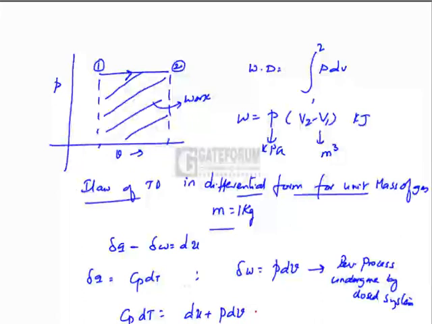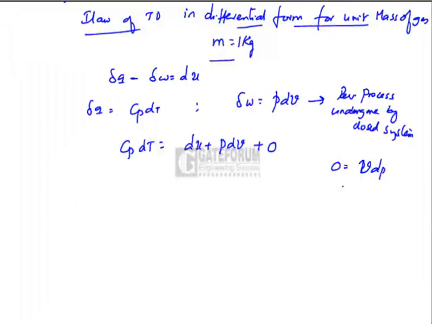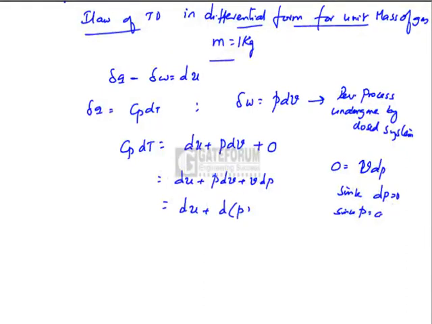Now I add 0 to the right hand side of the equation. That 0 is replaced with VdP, since dP is 0 in this process because P is constant. Now the right hand side is dU plus PdV plus VdP. PdV plus VdP can be written as the differential of PV. It results in the differential of U plus PV on the right hand side.